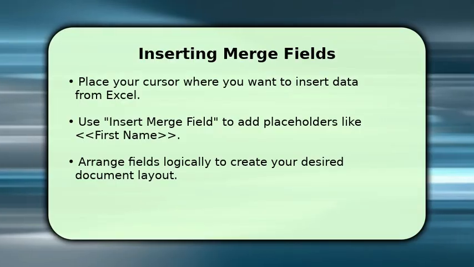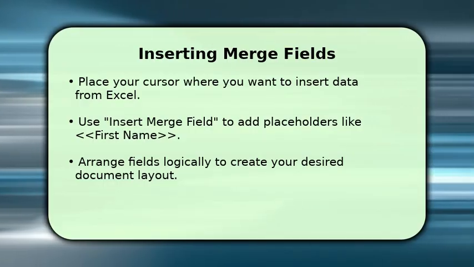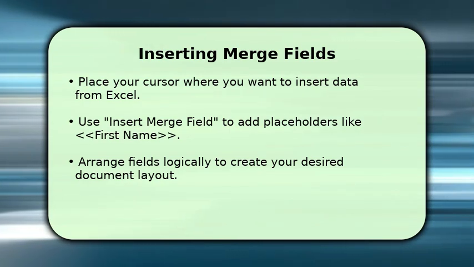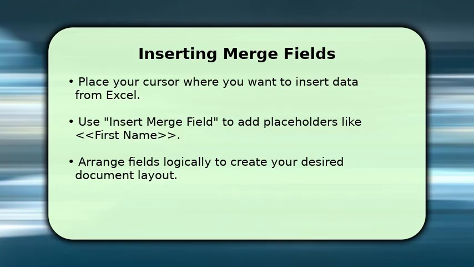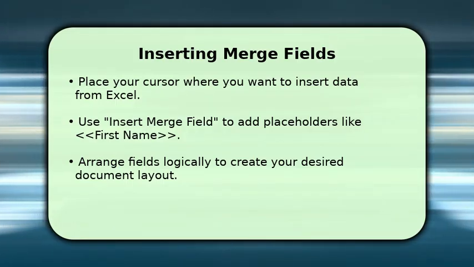With your data source connected, you can now insert the merge fields into your Word document. Position your cursor exactly where you want a piece of information to appear, for example, the recipient's name. Then, click Insert Merge Field and select the corresponding header from your Excel file, like first name. Repeat this for all necessary fields, ensuring a clear and professional layout for your final document.